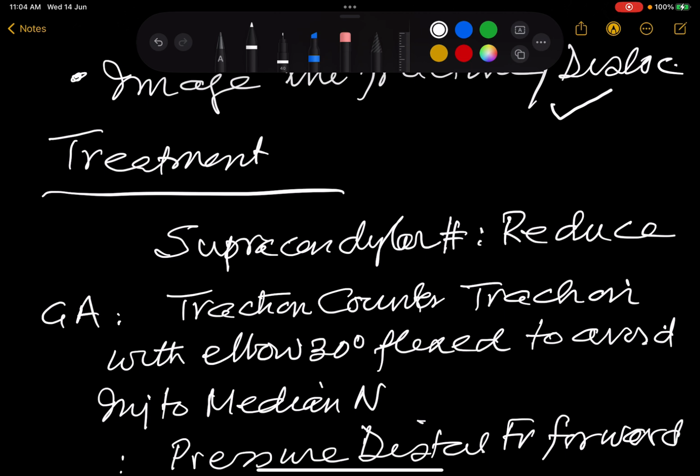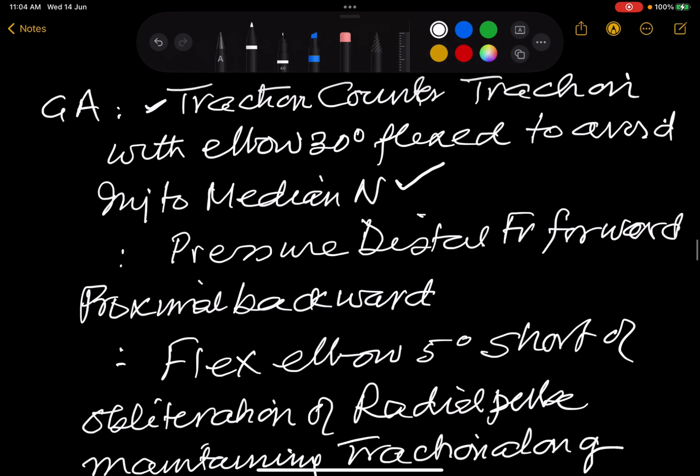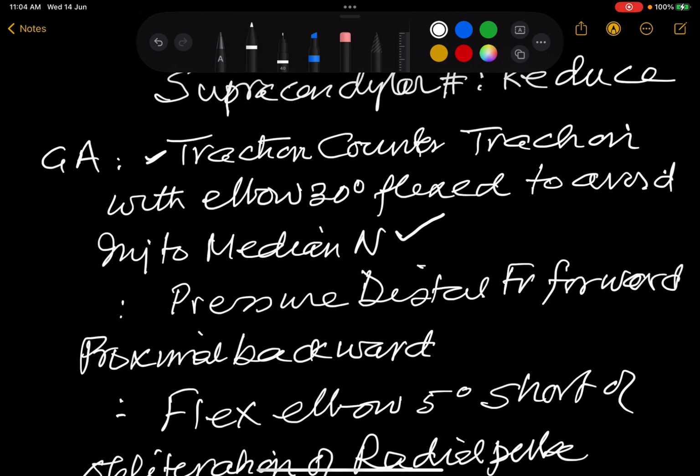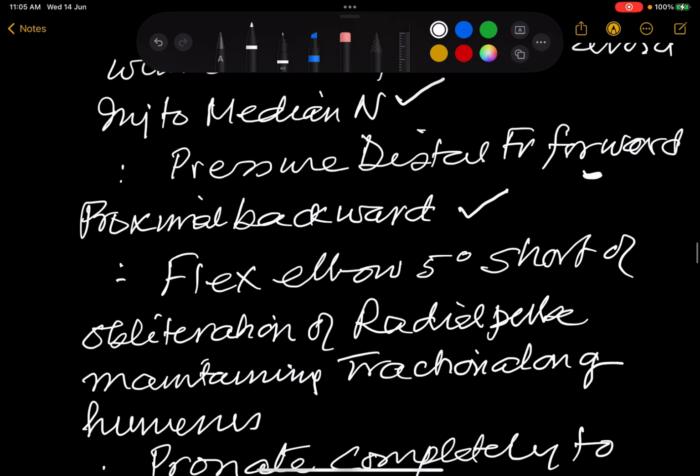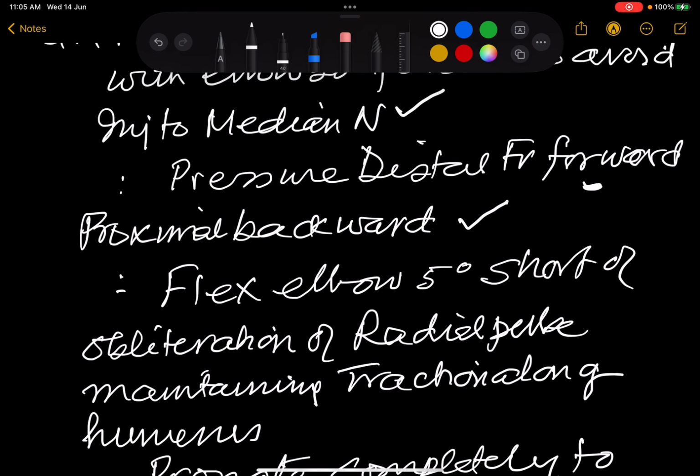Under general anesthesia, there is traction, counter traction with the elbow at 30 degrees flexion to avoid injury to the median nerve. Then you put forward pressure on the distal fracture fragment parallel to the olecranon. The proximal fragment is pressed backwards, and then you flex the elbow to 5 degrees short of obliteration of the radial pulse, maintaining the traction along the humerus.